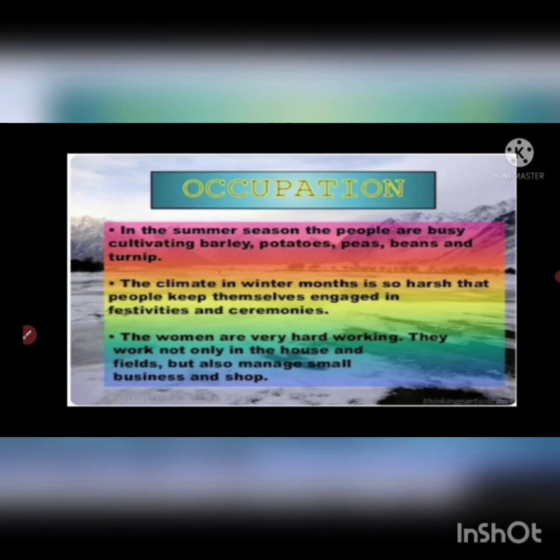In the summer season, the people are busy cultivating barley, potatoes, peas, beans, and turnip. You are very much familiar with all these vegetables. Potato is the vegetable which is used in our houses also. The climate in the winter months is so harsh that people keep themselves engaged in festivities and ceremonies. The women are very hardworking. They work not only in the house and fields but also manage small businesses and shops.